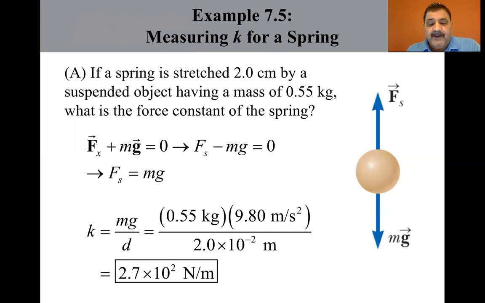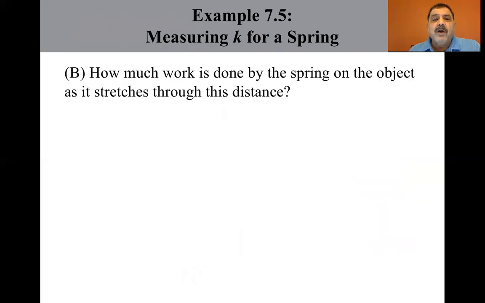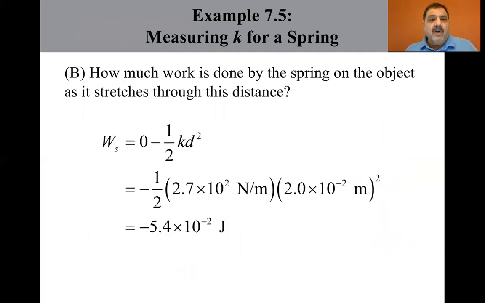Because the object is in equilibrium, the net force on it is 0. Okay, we've already done that. We apply Hooke's law to give Fs equals kd and solve for k. Yes, we did that. Now, how much work is done by the spring on the object as it stretches through this distance? Well, the work is equal to 0 minus 1/2 kd squared. And you get minus 5.4 times 10 to the minus 2 joules.